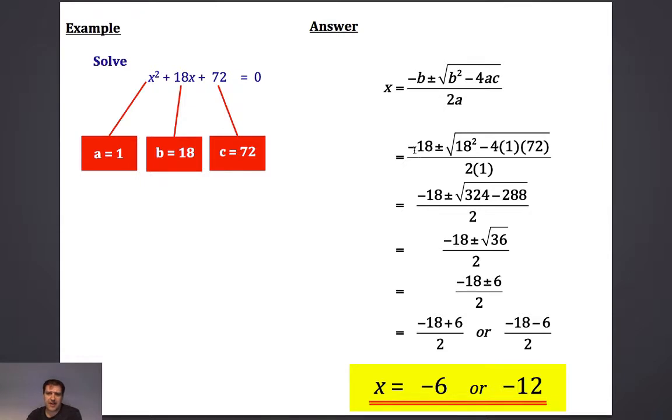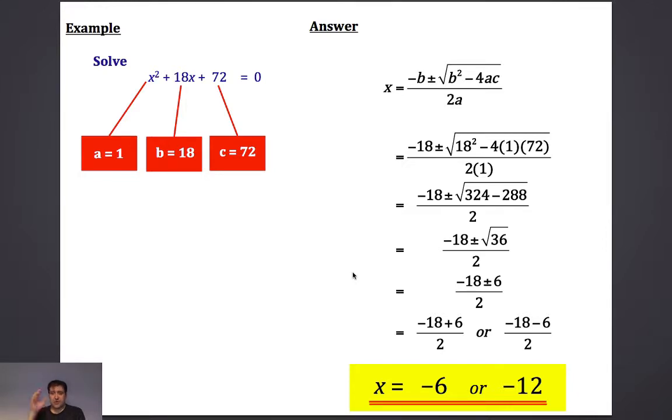Now you've got to be very careful with minuses here. So I've got minus 18 plus or minus the square root of, and then that square root is around a big thing that says 18 squared minus 4 times 1 times 72, 4ac, all divided by 2a, so all divided by 2 times 1. So I tidy that up a bit. 18 squared is 324, 4 times 1 times 72 is 288, so I get minus 18 plus or minus the square root of 324 minus 288 all over 2, and that boils down to minus 18 plus or minus 36 over 2.